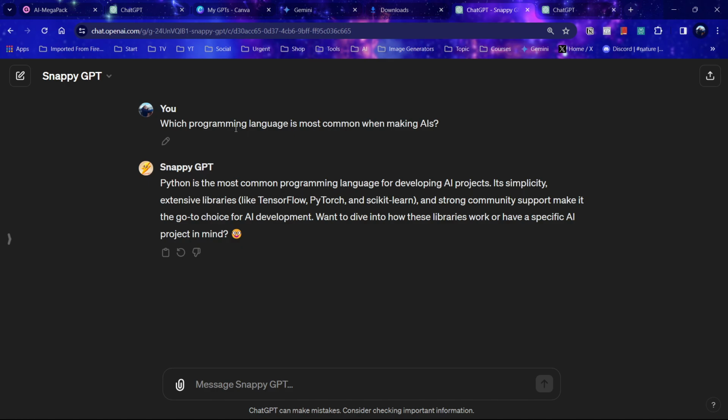Here is another question. Which programming language is most common when making AIs? Python is the most common programming language for developing AI projects. Its simplicity, extensive libraries, and strong community support make it the go-to choice for AI development. Want to dive into how libraries work or have a specific AI project in mind?